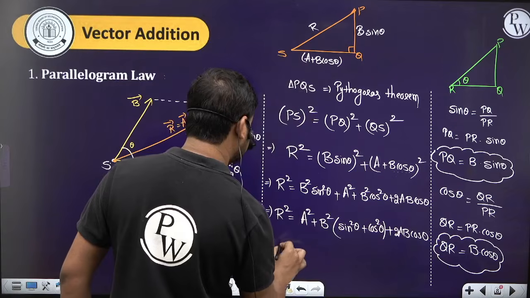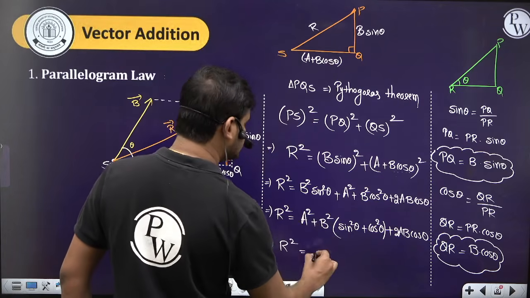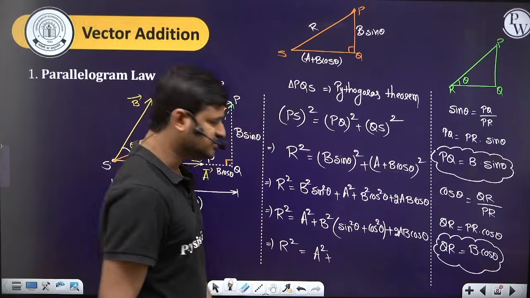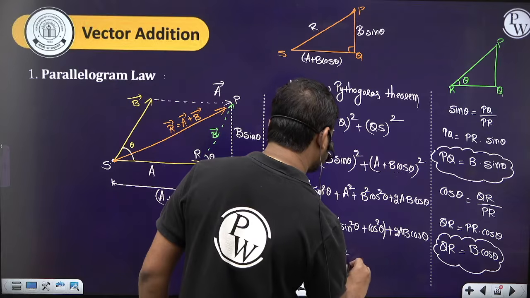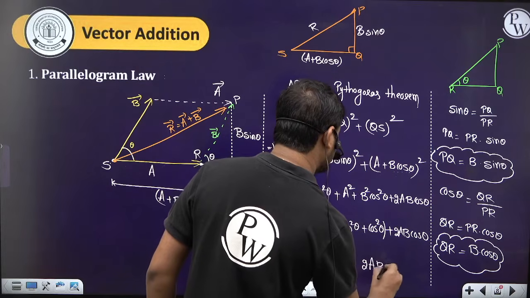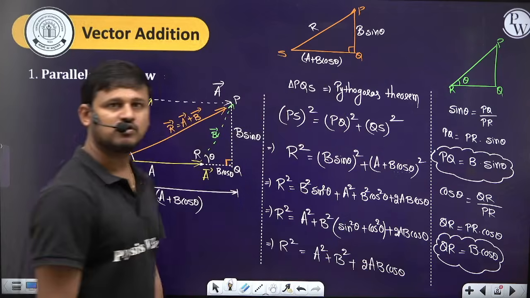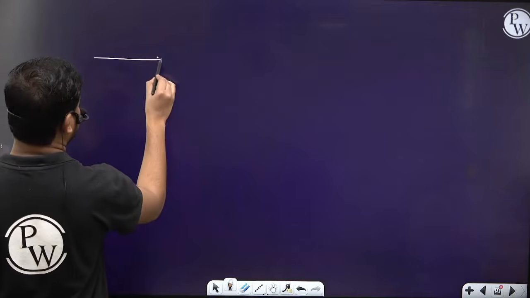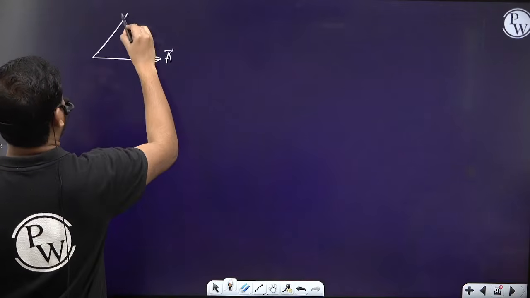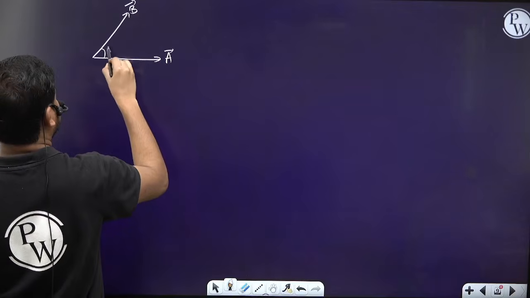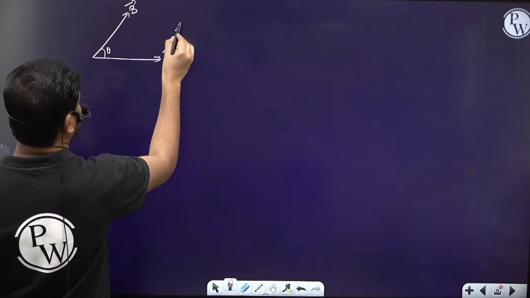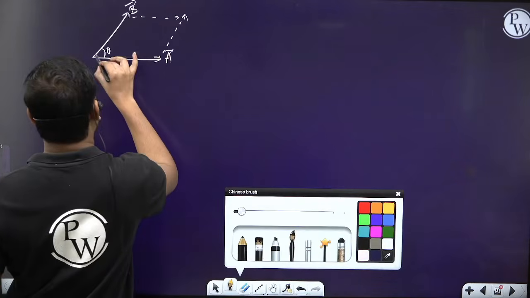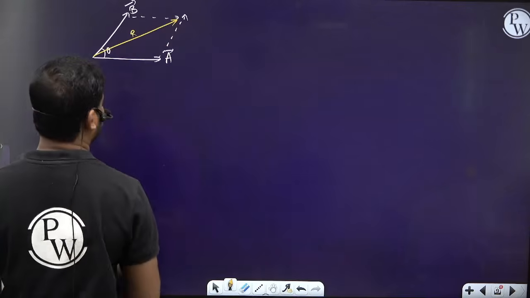So then I can write R square is equal to A square plus B square into, by the trigonometric identity, sin square theta plus cos square theta, which is equal to 1. So B square into 1 is B square, plus 2AB cos theta. So this is the magnitude of the resultant. When two vectors A and B are joined tail to tail, and the angle between them is theta, then by the parallelogram law, the resultant is the diagonal of that parallelogram.